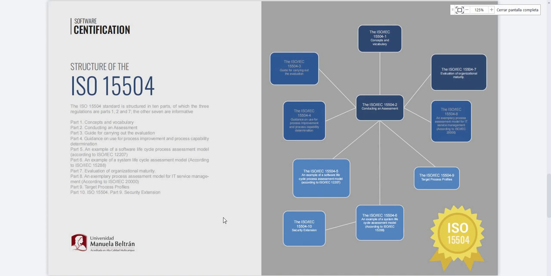Structure of the ISO 50504. As we have already seen, the SPICE maturity evaluation model is based on ISO 50504, which establishes a standard that allows improving the capacity and maturity of the processes of a software development organization. The ISO 50504 standard is structured in 10 parts, of which the three normative parts are parts 1, 2, and 7. The other 7 are informative.